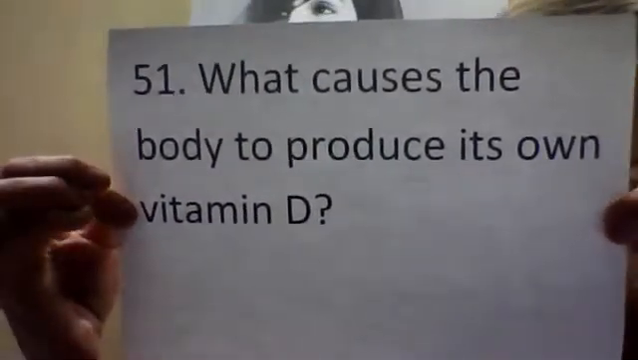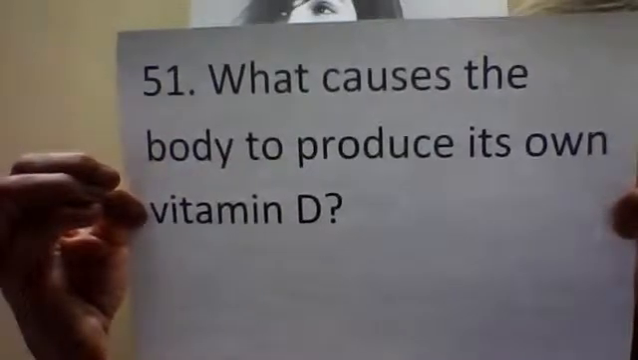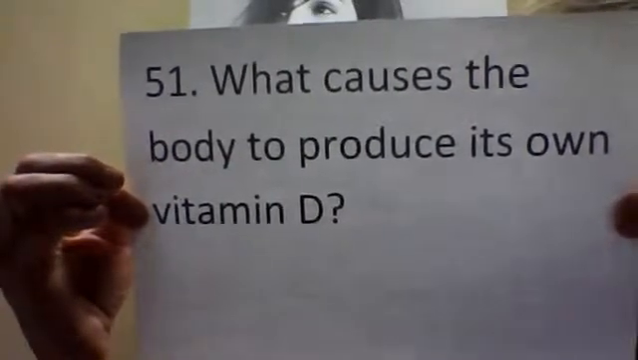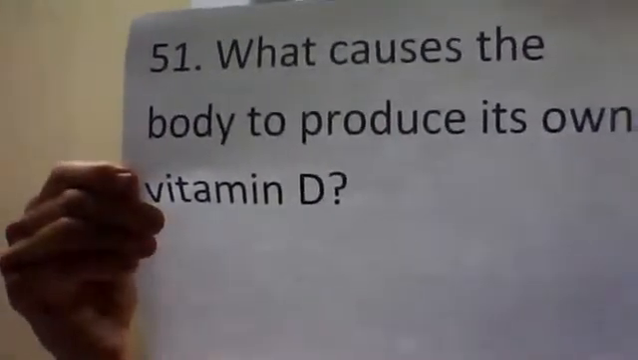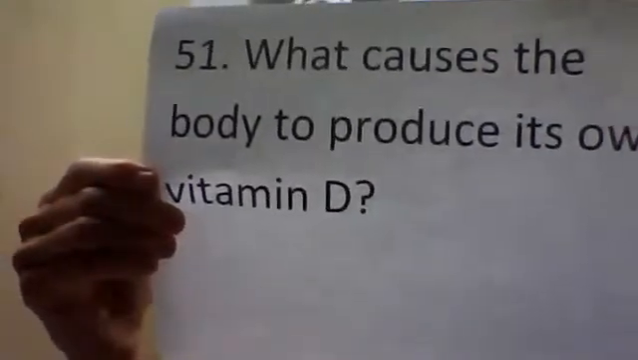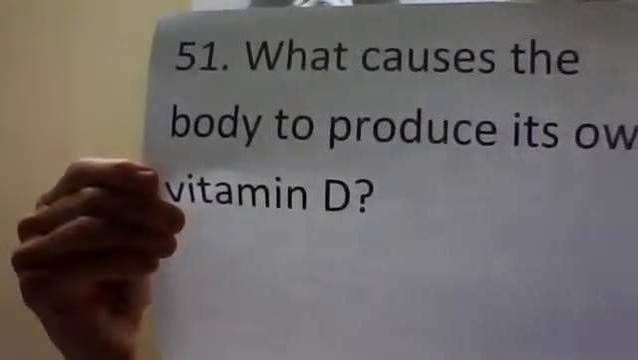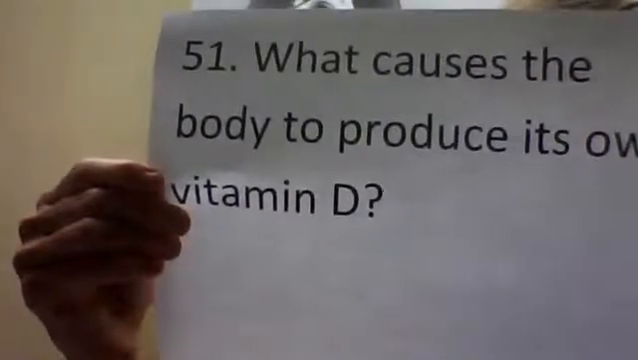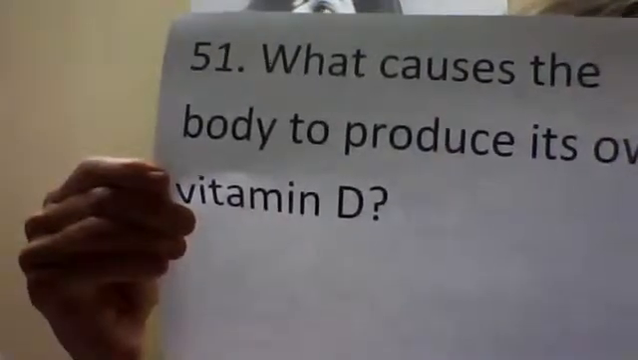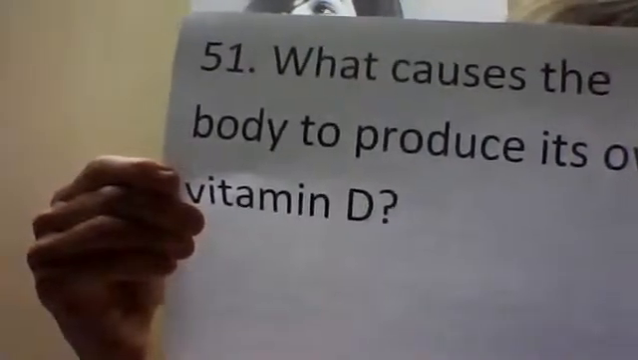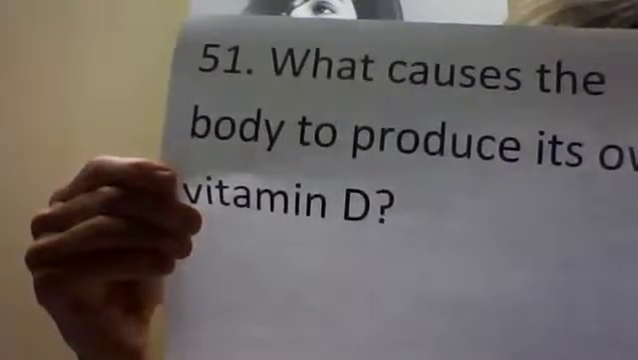51. What causes the body to produce its own vitamin D? In other words, we have something natural that will occur and produce the vitamin D if we do something. What is that? One of the answers, believe it or not, is drinking orange juice. And one of the answers is drinking a liter of water, but those are not the answers. Good. Now, one of the answers is exposure to heat. And then the other answer is exposure to sun.